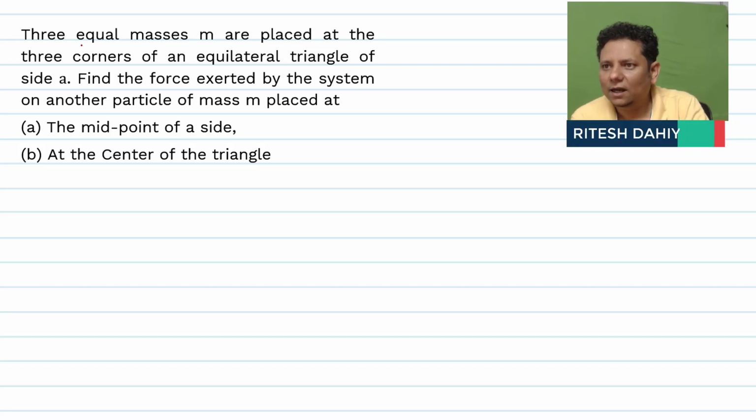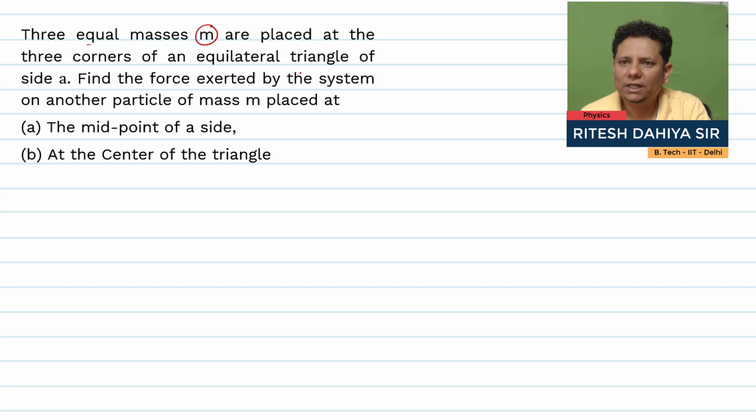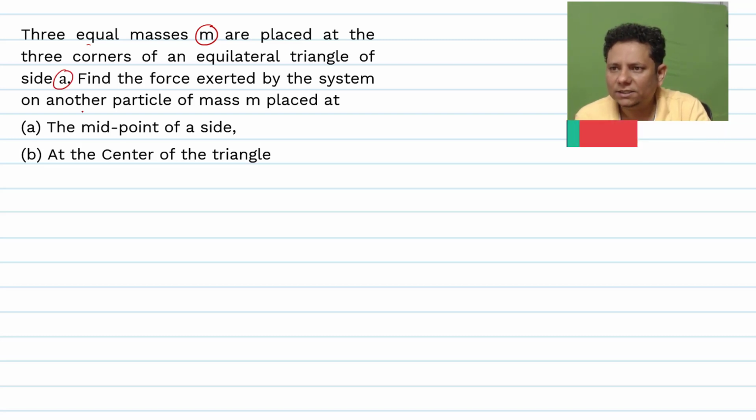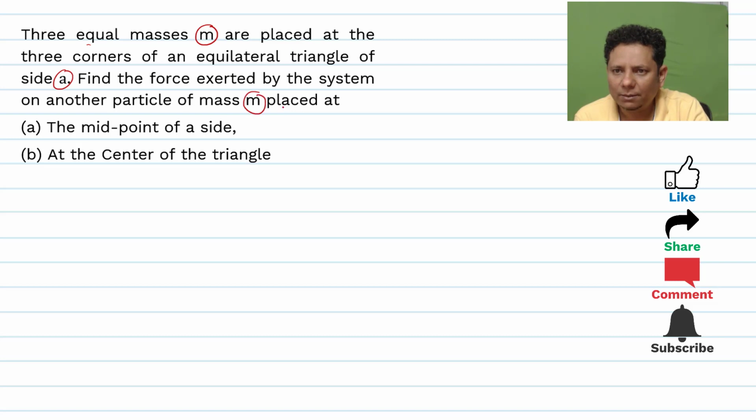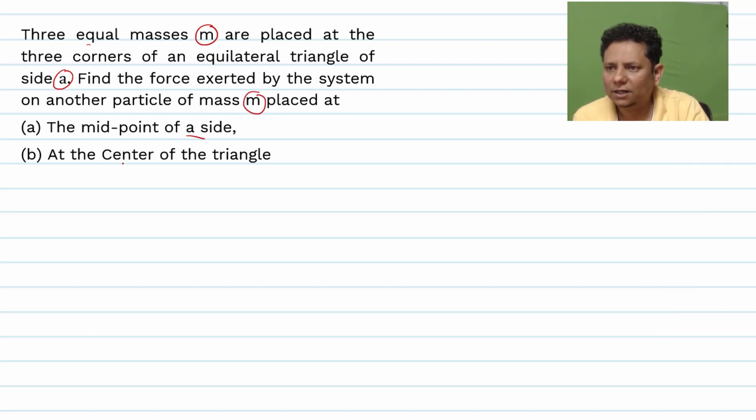The question says three equal masses m are placed at three corners of an equilateral triangle of side a. Find the force exerted by the system on another particle of mass m placed at the midpoint of a side, or second option, at the center of the triangle. Now this is the scenario.